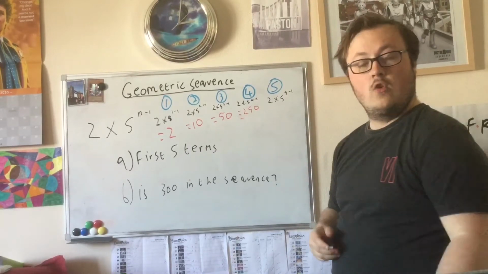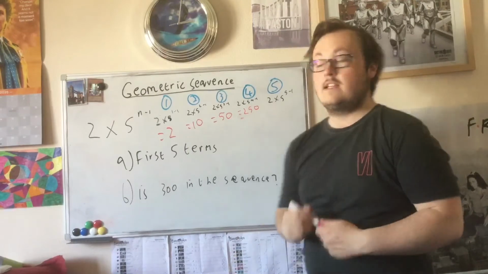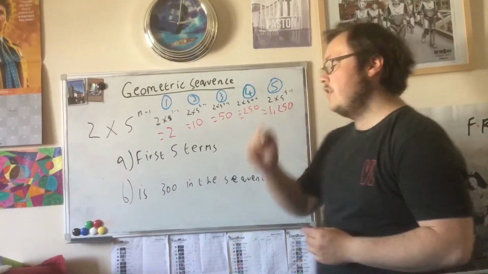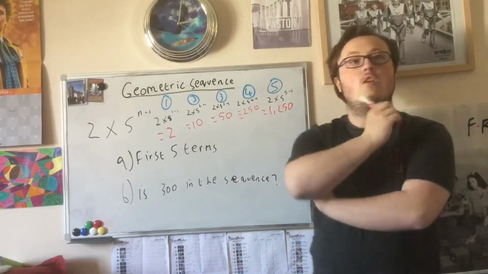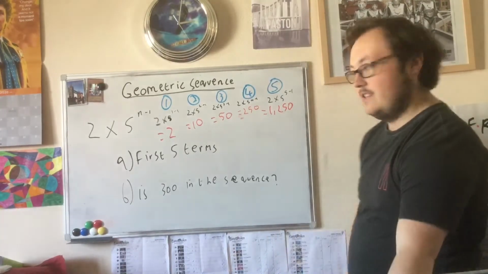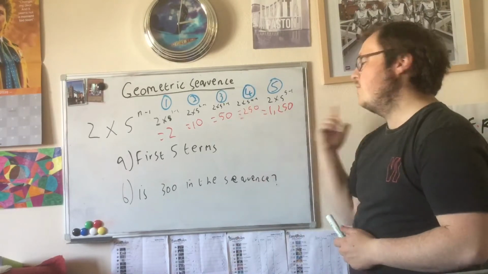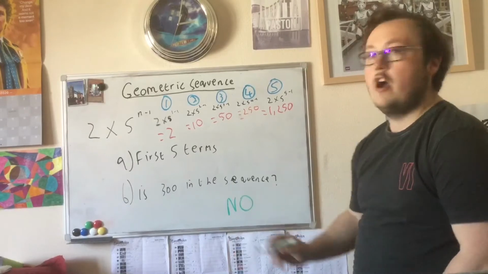5 minus 1 is 4. 5 to the power of 4 is 625. 2 times 625 is 1,250. Those are the first 5 terms. 2, 10, 50, 250, 1,250. Now from that we can also automatically tell that 300 is not in the sequence, because if it was, we've already gone past it. So the answer to this one is no.